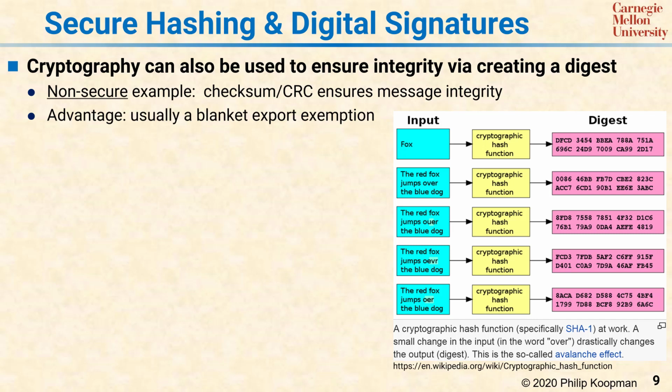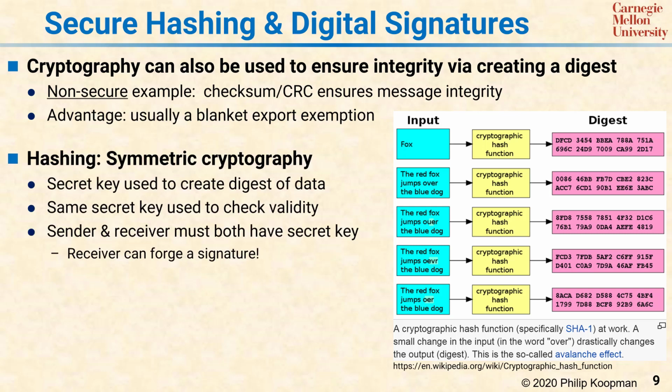There's a huge advantage to using this type of hashing or signature approach compared to encryption, and that is you usually get a blanket export exemption because you're not trying to keep secrets, even though you're using strong cryptographic algorithms. We'll come back to that in another lecture. First, let's look at symmetric cryptography, which can create hashing functions.